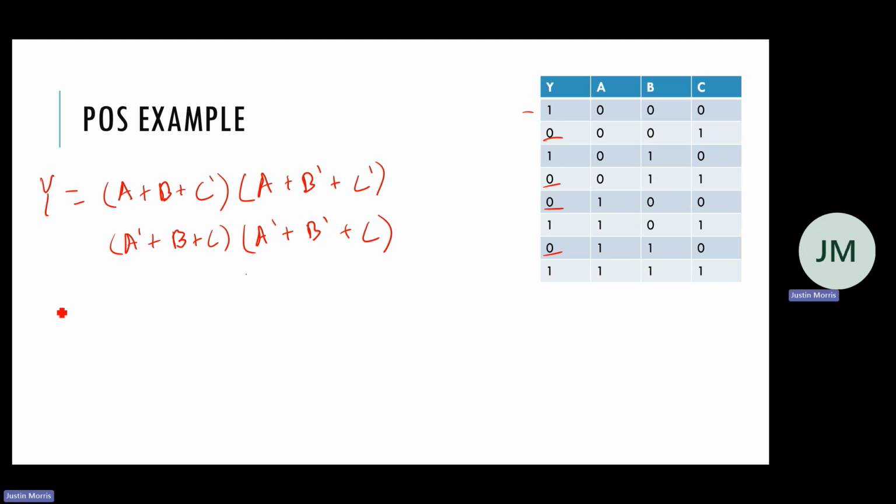Okay, and then we can again also write this as the large product, which is just a capital Pi, and maxterms, which is a capital M instead of a lowercase m. And this is 1, 3, 4, 6.